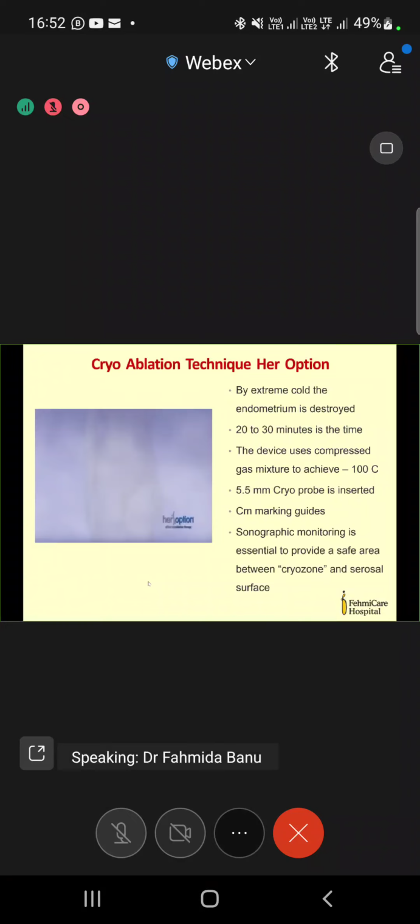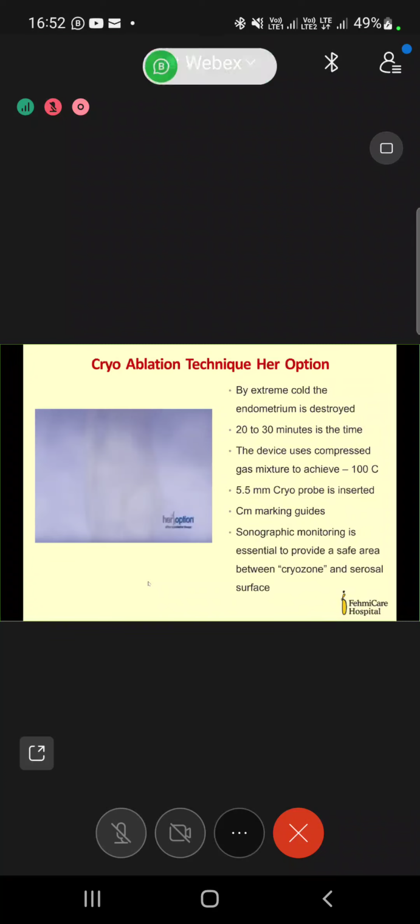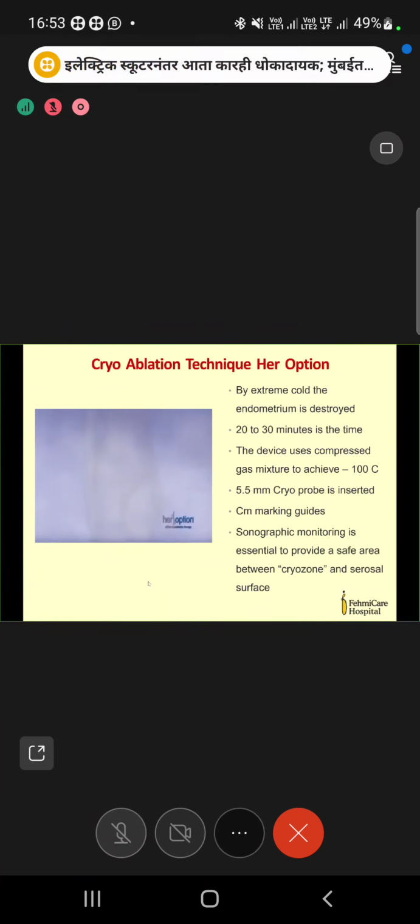This is delivered through a cryoprobe, which is about 5.5 mm. This probe is marked with centimeters. So you should gently measure the uterocervical canal length. Up to that length, you should gently pass the probe. Sonographic monitoring is essential in this procedure to provide a safe area between the cryozone and the serosal surface.